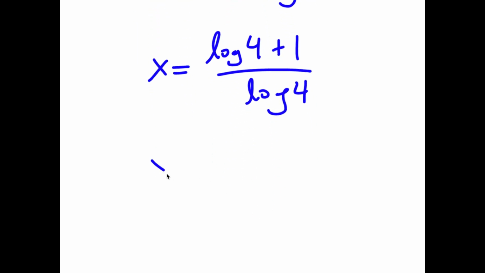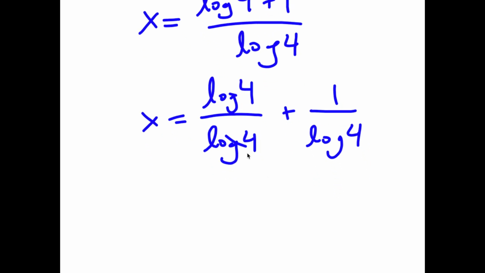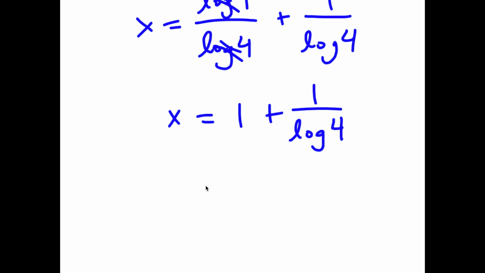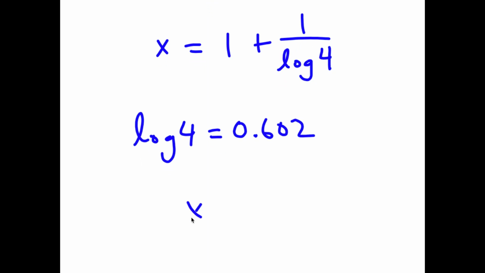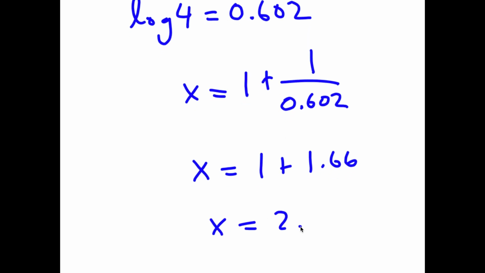So I have x is equal to log 4 plus 1 over log 4. Now, I can rewrite this as log 4 over log 4 plus 1 over log 4. Now log 4 and log 4, these two cancel out. So I have x is equal to 1 plus 1 over log 4. Now log 4, this is equal to 0.602. So I get x is equal to 1 plus 1 over 0.602. And 1 divided by 0.602 is 1.66. So 1 plus 1.66 is 2.66.